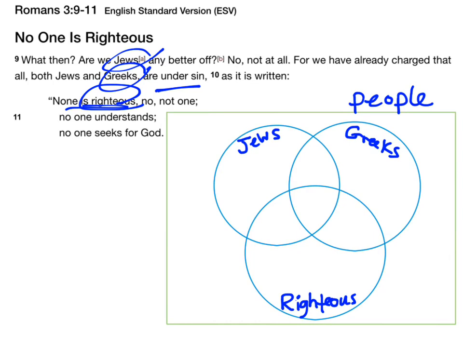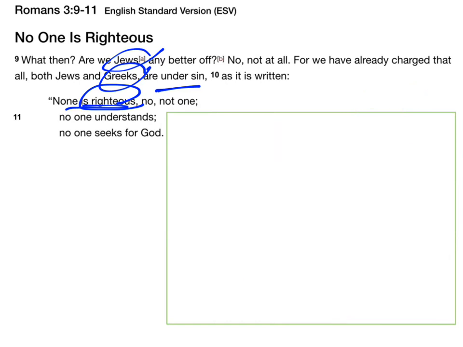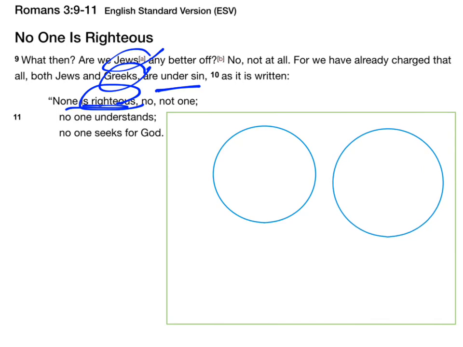So I might want to modify this a little bit. And then we also know that Jews and Greeks are disjoint, so perhaps we want to do it like that. If we modify this with those changes, it might look something more like this. We would have Jews and Greeks disjoint. I'll use J and G here. And then righteous would be disjoint from that.